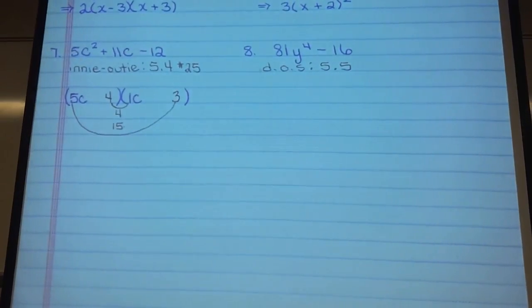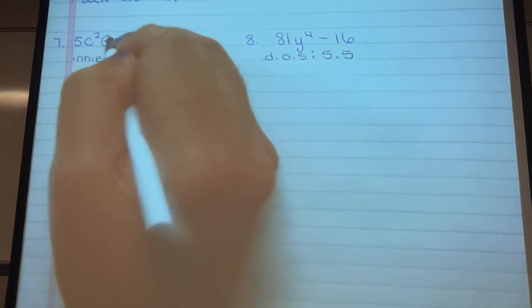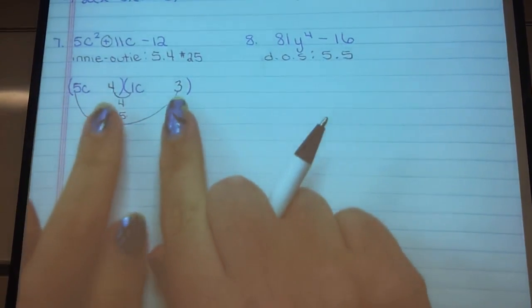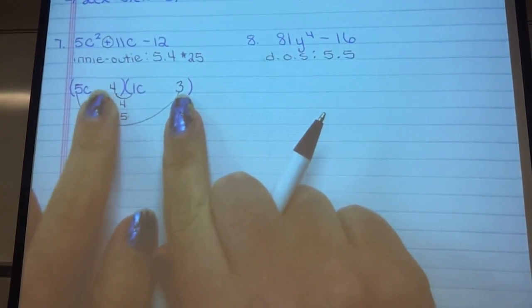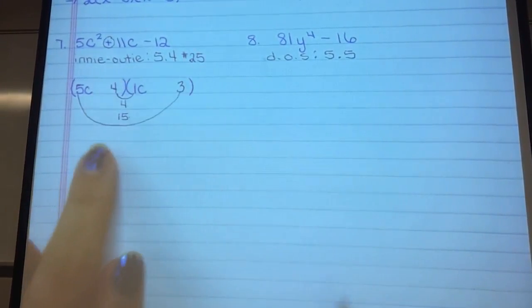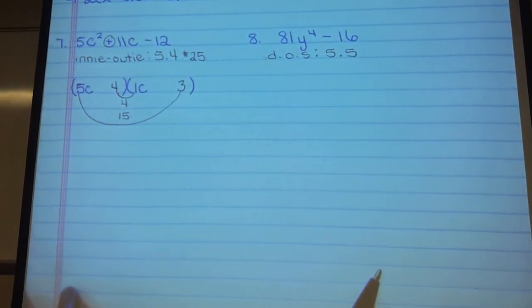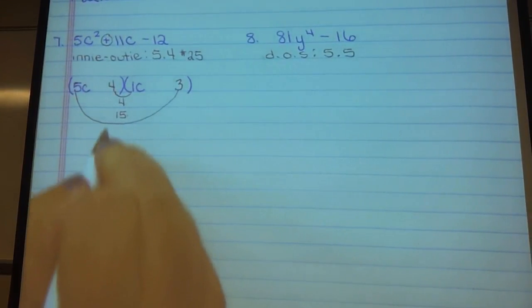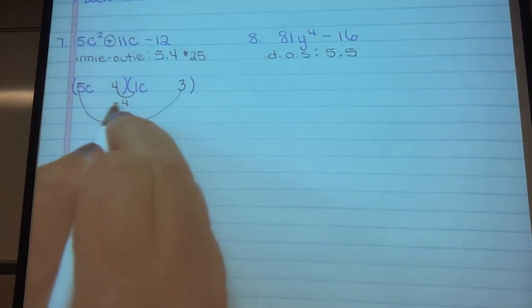Yes. Now, the bigger number needs a positive sign. If you were looking at these numbers, which one's the bigger number? 4. You can't look at those numbers. You have to look at these numbers. So the 4 and the 15, which one's the bigger number? 15. So the 15 needs the positive. The 4 needs the negative.